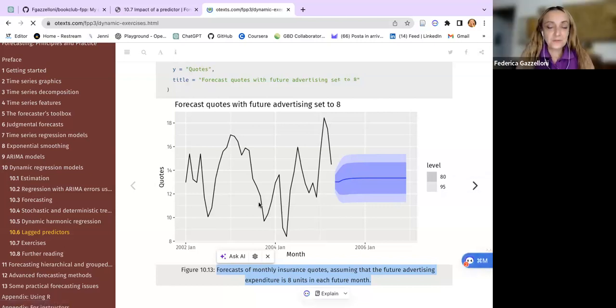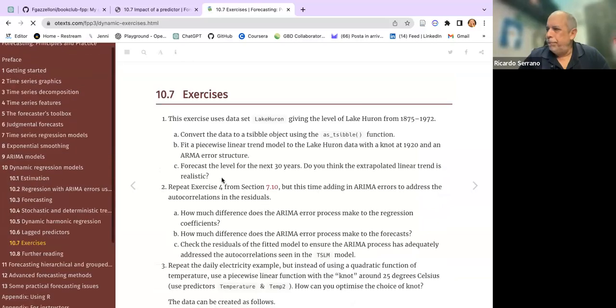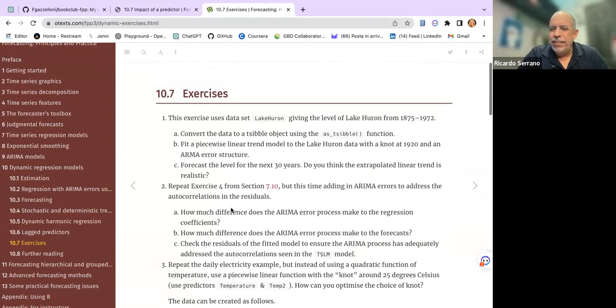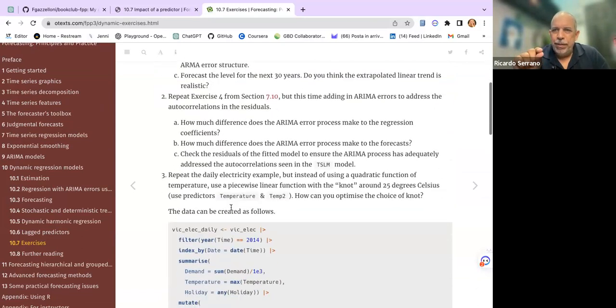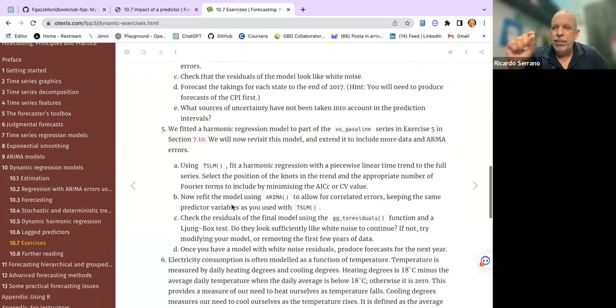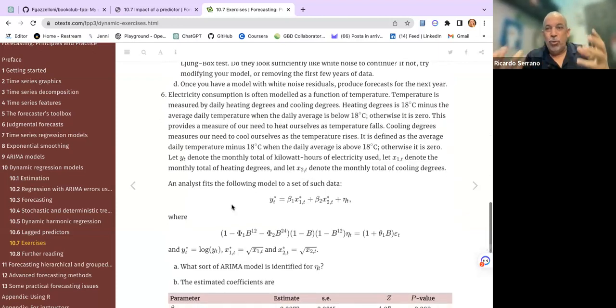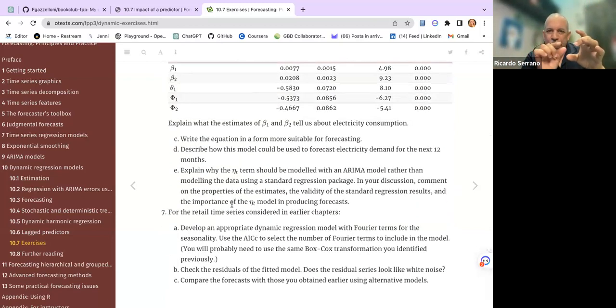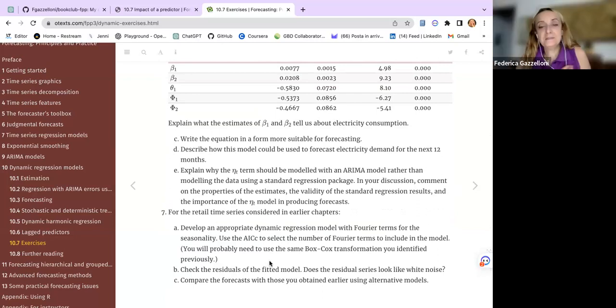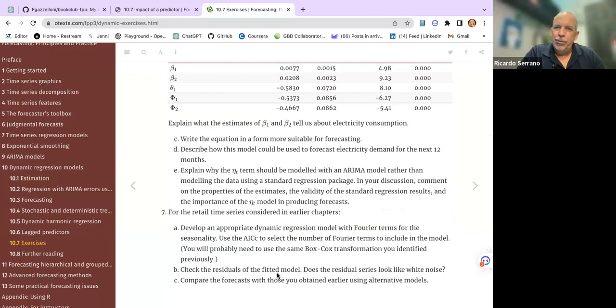Okay, so I think this is the chapter and then the exercises. Let me see, it would be interesting to do that analysis. Let's do that, Federica, okay? Let's do that advertising and quotes, and let's try running with different advertising units. Let's say from 6 to 10, and if we can do a table, and maybe you can do a heat map, a table on where is the point where we don't get that many quotes because of the model. So what would be the sweet spot between 7 and 10? I think that would be an interesting application to this forecasting theory. Okay, yeah, let's do that.